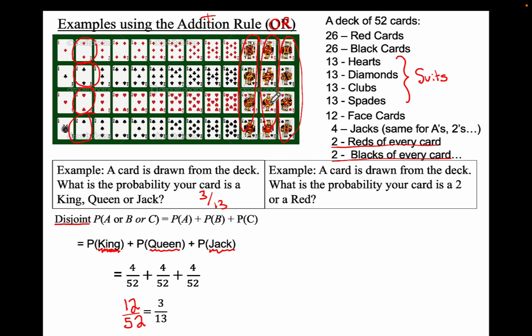All right, let's try an example where the cards are slightly different. A card is drawn from a deck. What is the probability your card is a 2 or a red card?